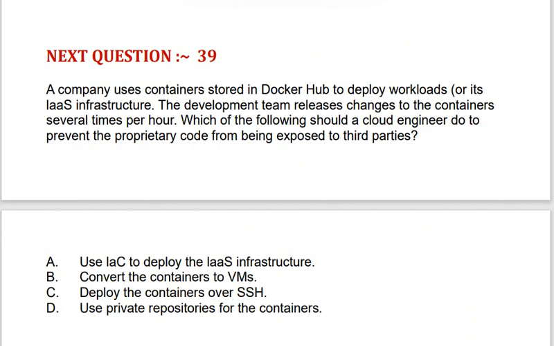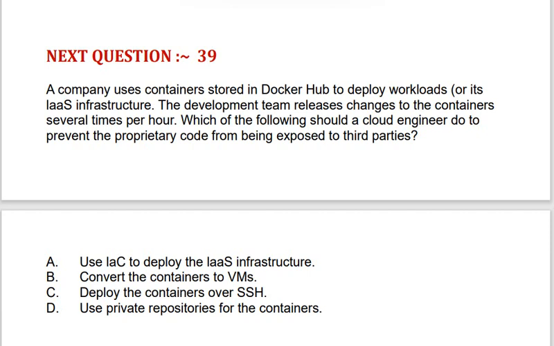Question is, a company uses containers stored in Docker Hub to deploy workloads on its IaaS infrastructure. The development team releases changes to the containers several times per hour. Which of the following should a cloud engineer do to prevent the proprietary code from being exposed to third parties?